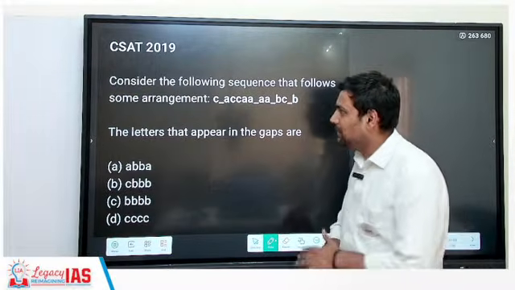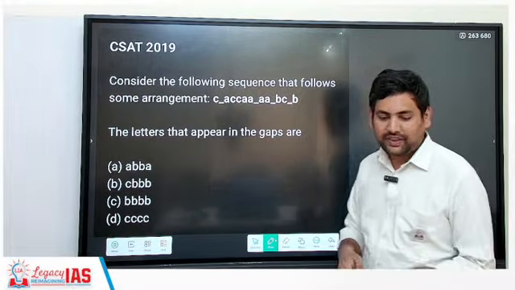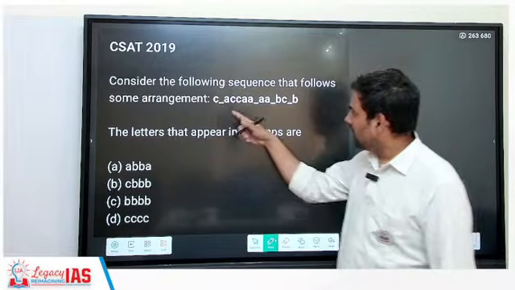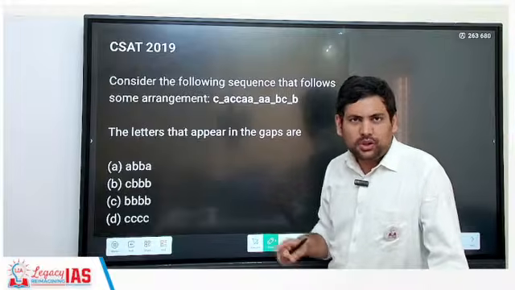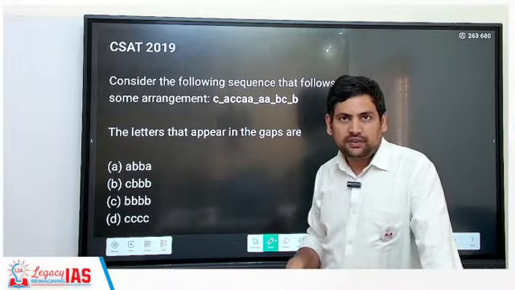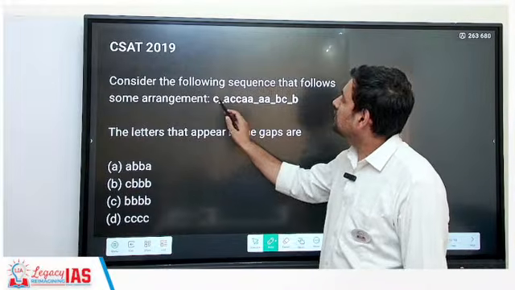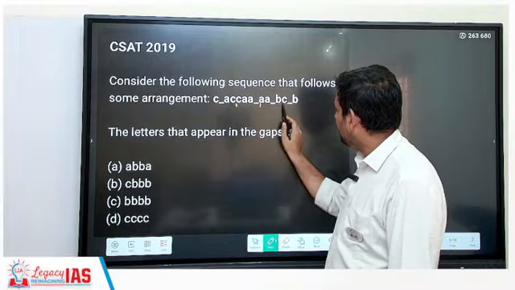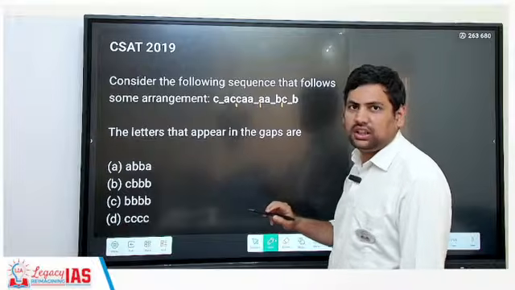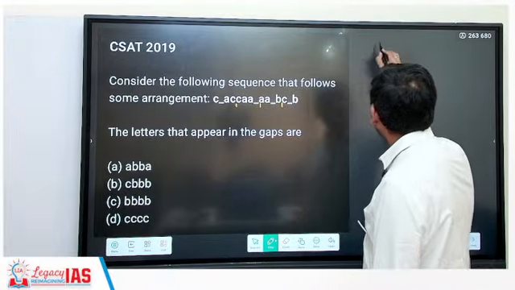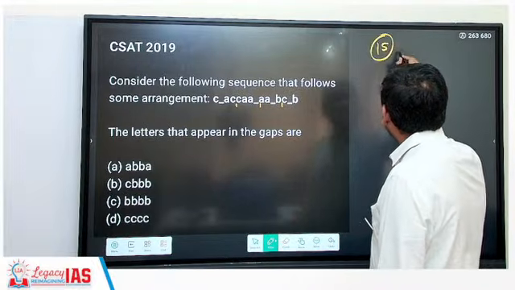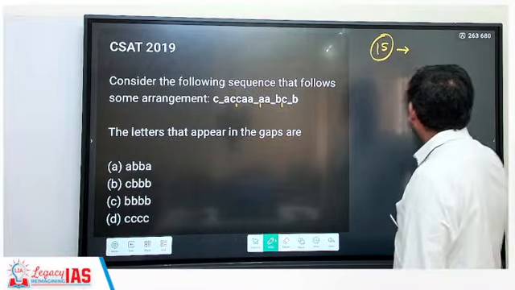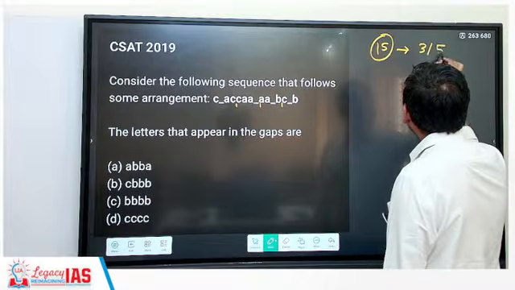Now, this is a PYQ from 2019. Okay, now you see here, first thing what you do is count the number of letters. So I see here 1, 2, 3, 4, 5, 6, 7, 8, 9, 10, 11, 12, 13, 14, 15. Correct? So there are total 15 letter count. If 15 letter count is there, then either it's a group of 3 or 5.